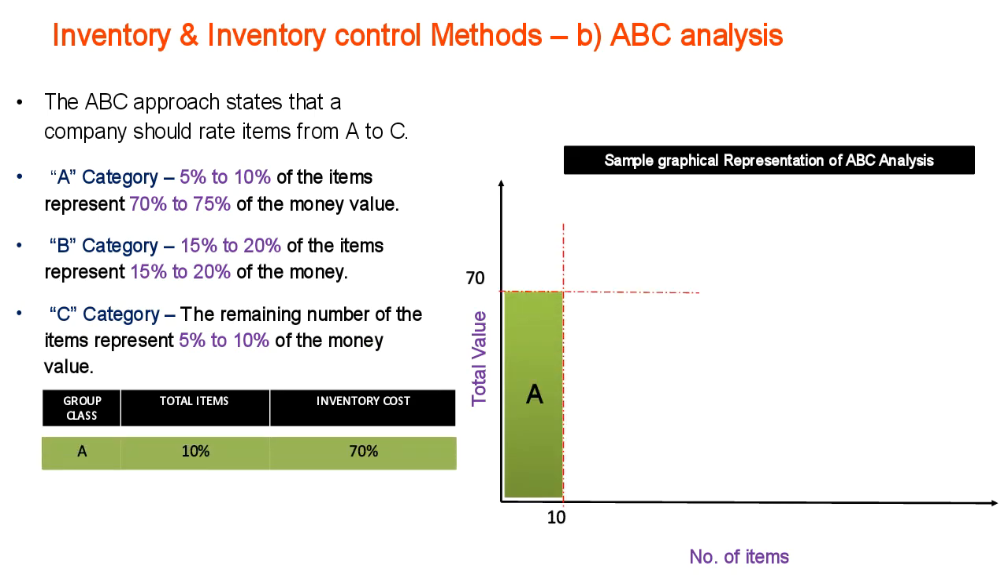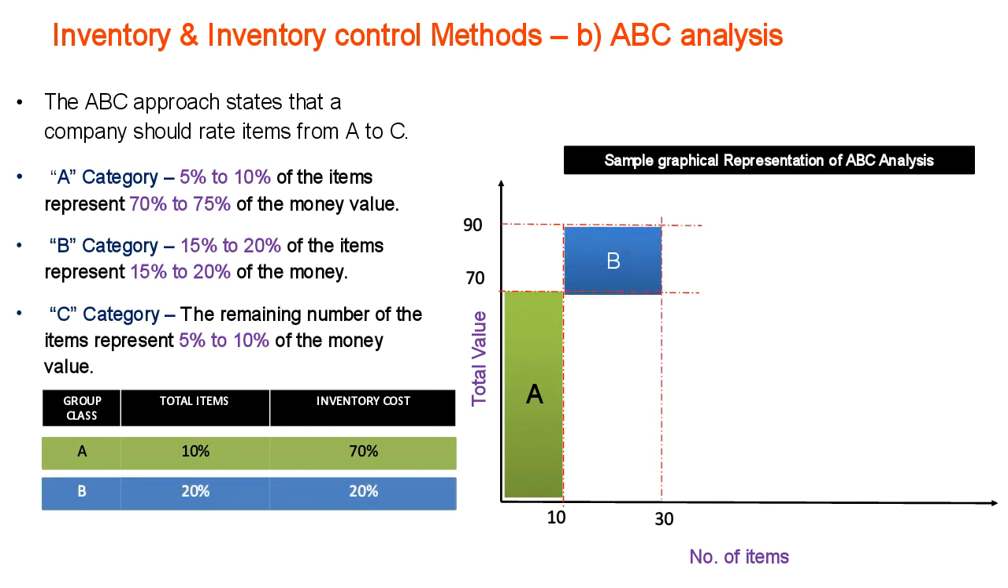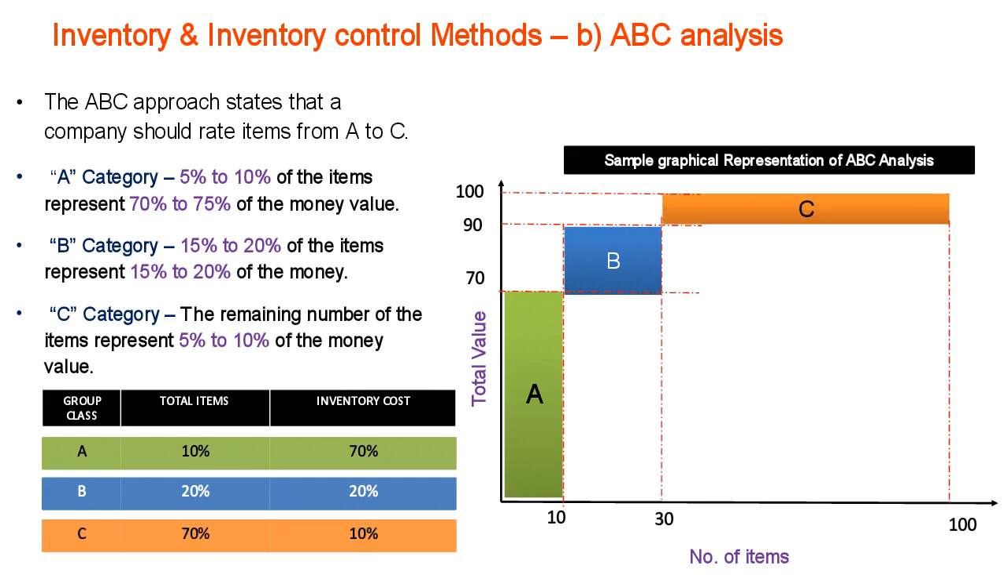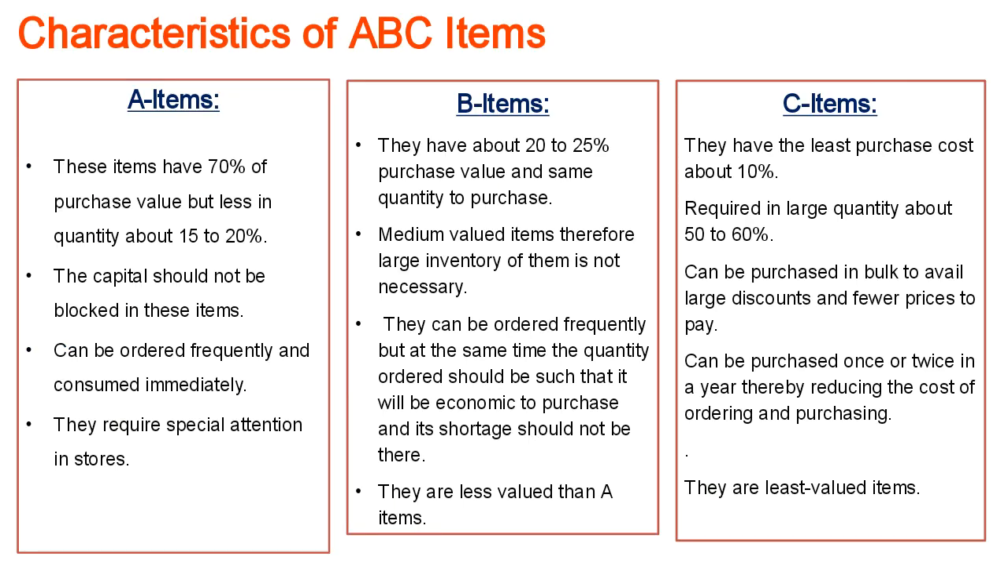If we classify these materials, we can represent them graphically like this: a graph where the x-axis represents the number of items and the y-axis the total value in rupees. Say, in the first category, 10 percent of items, 10 pieces, account for 70 rupees. The second category is 20 pieces and 20 rupees, and the remaining is 70 pieces and 10 rupees. That's the proportion. Now you can read the characteristics of each of these items.